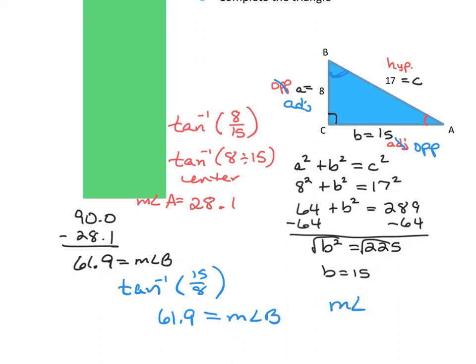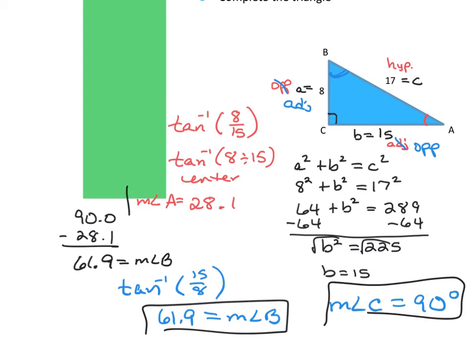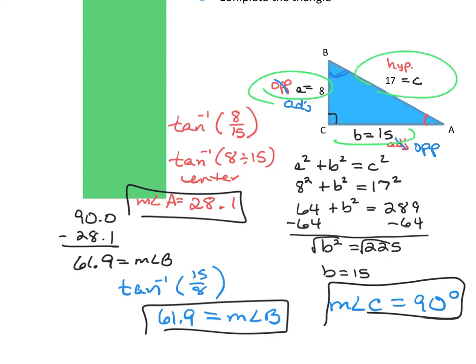And then the measure of angle C is the right angle. So when we complete the triangle, we are finding 3 angles and then the 3 sides. 2 of the sides were given, and I just had to find the third. So you find all missing pieces when it says to complete it.